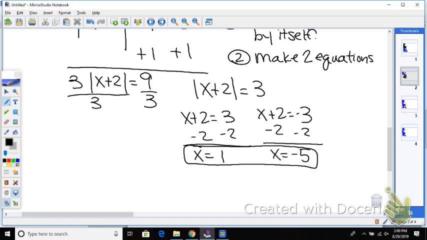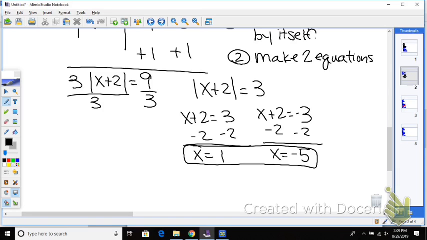Okay? Good? Yep. The common mistake is people find one answer and then they just make negative that as the other answer. But you've seen the two that we've done, you don't get the same number necessarily. So you make sure you set up your two equations.